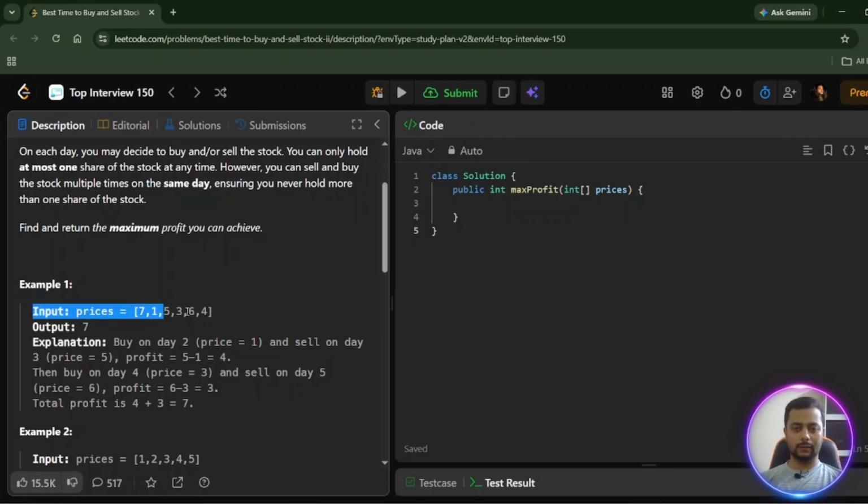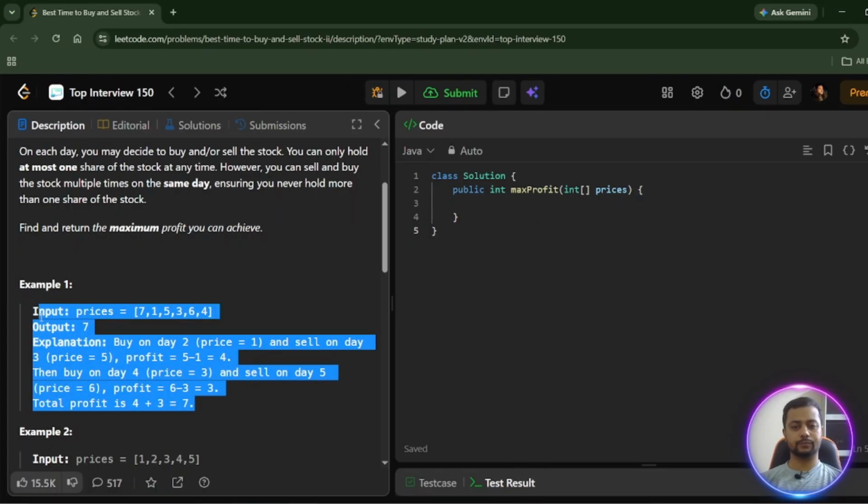So if you look at the example, it says 7 1 5 3 6 4 and the output is 7. And if you see their explanation, they say buy on day 2 when the price is 1, then sell on day 3 when the price is 5. So you bought on this particular day and then sold on this particular day. So you made a profit of 4. Then you again bought when the price was 3 and then you sold when the price was 6. So you made a profit of 3. Over here you made a profit of 4. So your total profit will become 4 plus 3, 7.